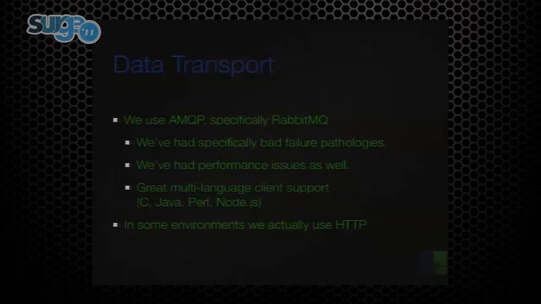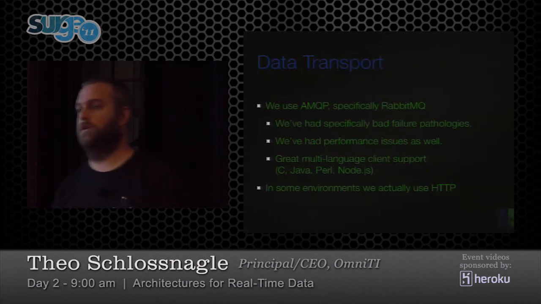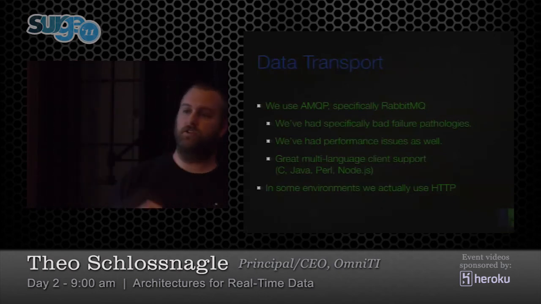So we use AMQP for this, specifically RabbitMQ. We've had really bad pathological failures that I would say are kind of our fault. The AMQP specification is really, really complicated, and once you understand it, you will understand very clearly that everyone uses it incorrectly. So for example, like durable messaging, right?